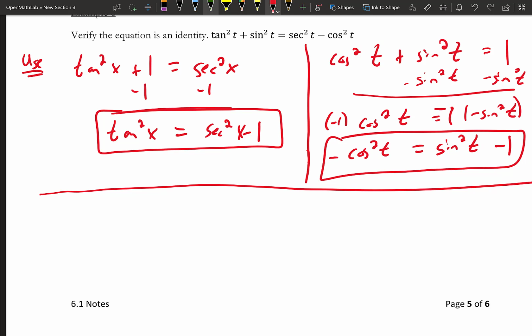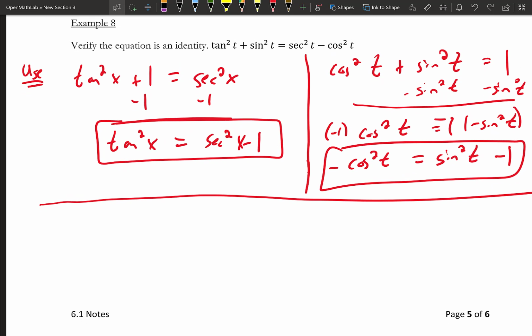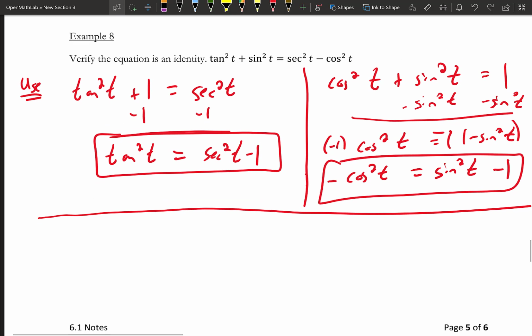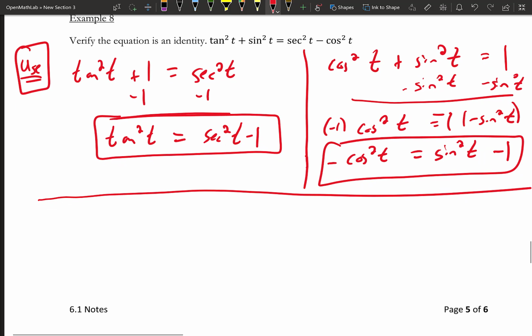I'm just working these ahead of time so we can easily use them. And so notice our variable is t the entire time. If we wanted to, I could get rid of the x's in the first one I did and just replace them with a t, and it's the same thing. So we're going to use these in our proof.